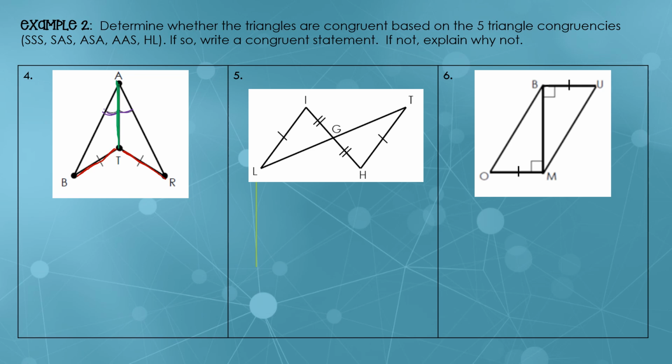The only congruent statement that potentially works with two sides and one angle is side angle side. In order to be side angle side, the angle must touch both given sides. It must be in between or be the included angle. The angle that we have only touches side AT. It does not touch side BT or RT. So these two triangles are not going to be congruent.